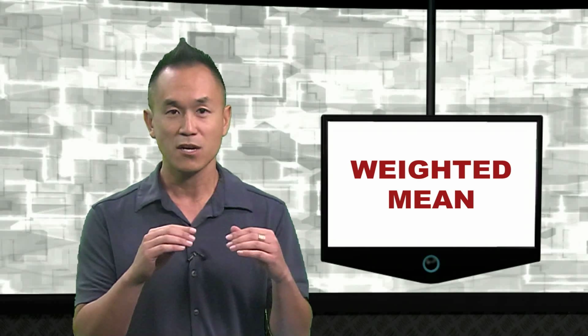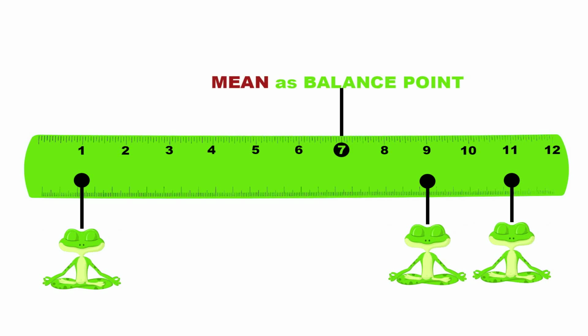I think students can understand how the mean works by thinking about it as the center of balance. Imagine you have a ruler that doesn't weigh anything, and then you have a bunch of weights at different points on the ruler. If you found the average or the mean of those different weights, that would be the balancing point.